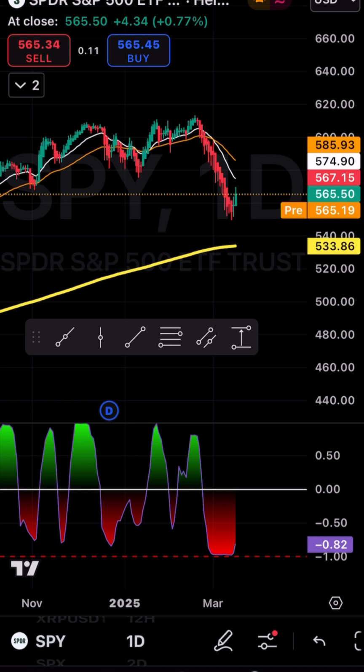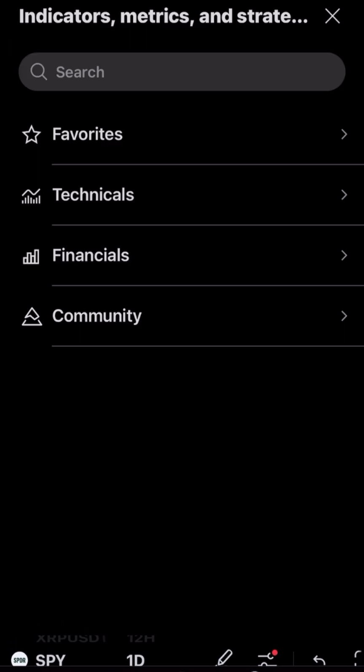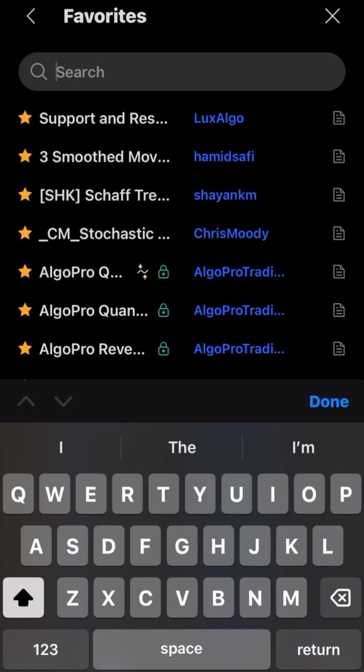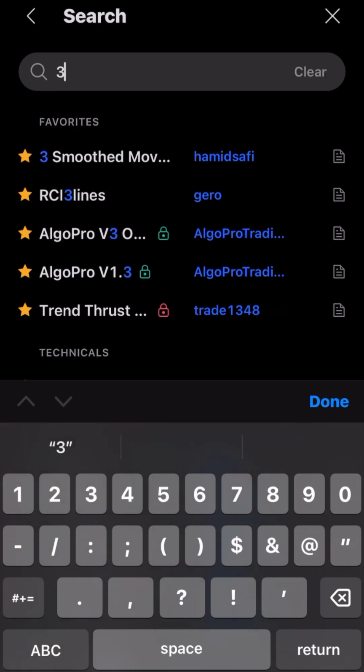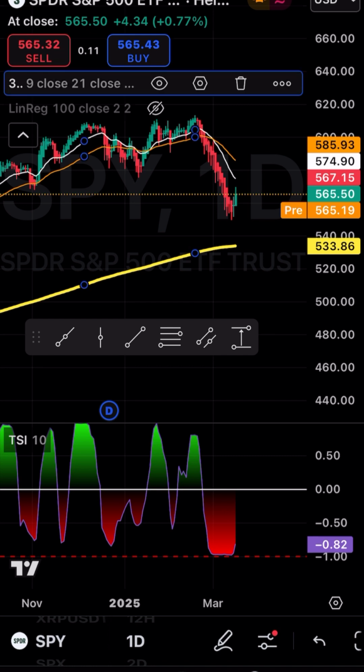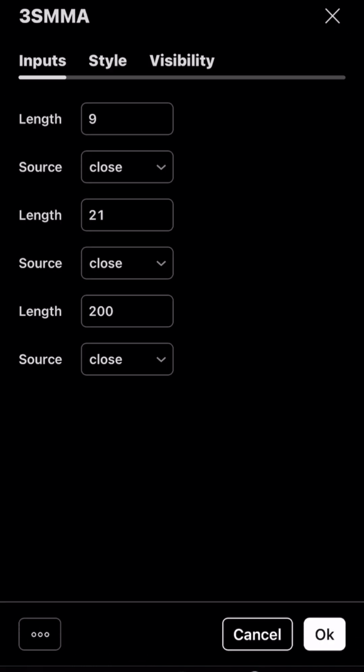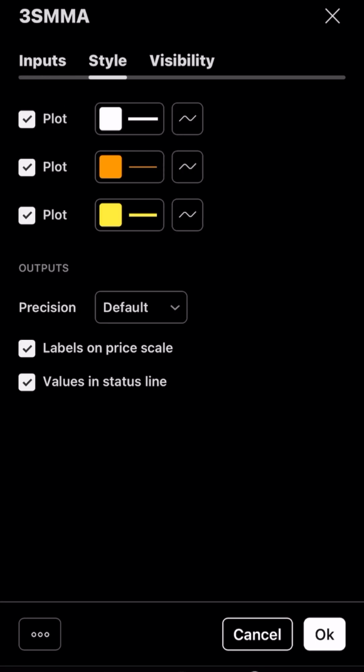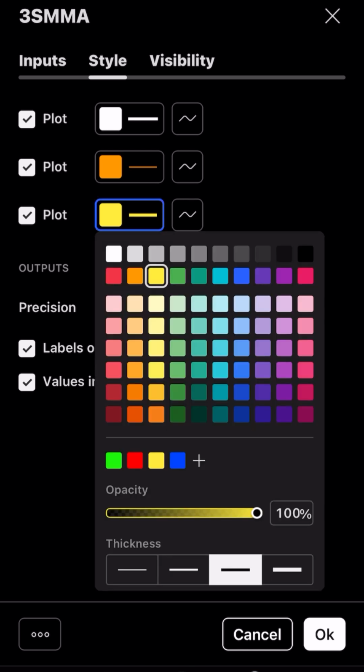Okay, so to set this up, you need two indicators. You're going to go here to indicators, and you're going to go to three smooth moving averages, and you're going to input three different numbers for your moving averages. So right here, you're going to put in 9, 21, and 200. Now what I do is I make them stand out, I make them bright, and the 200 here I make more thick because this is basically just used to show you the overall direction where everything's going.